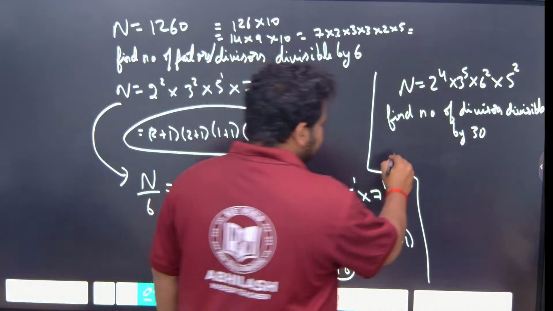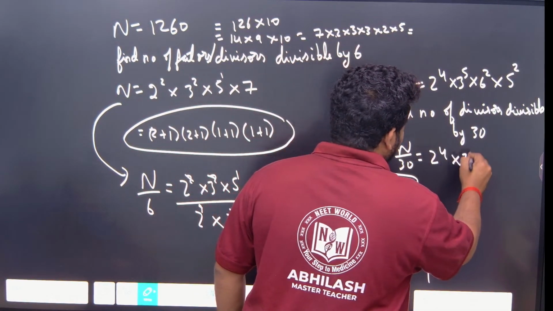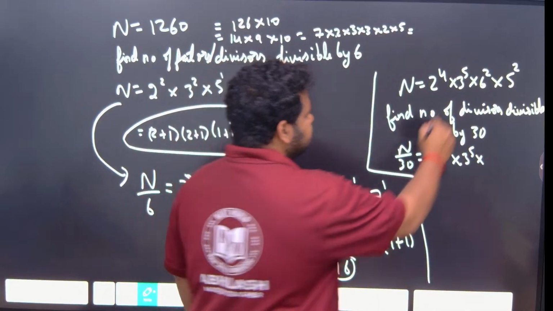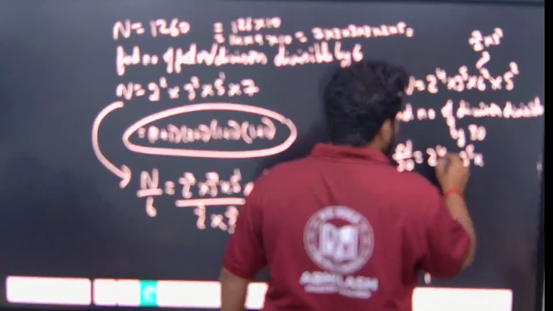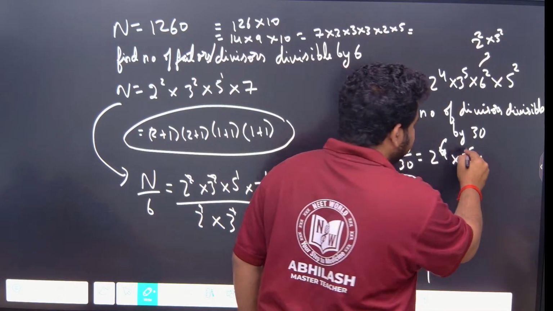First, what you will write? You will write n by 30. This is equal to what? 2 power 4 into 3 power 5 into 6. 6 is not a prime number. You should express it as prime. So 6 can be written as 2 square into 3 square. So this will become 2 power 6, correct na? 2 power 6, 3 power 7.